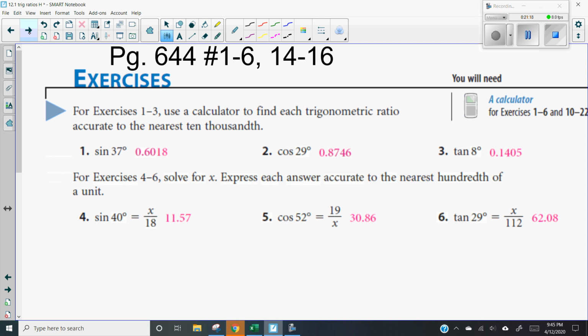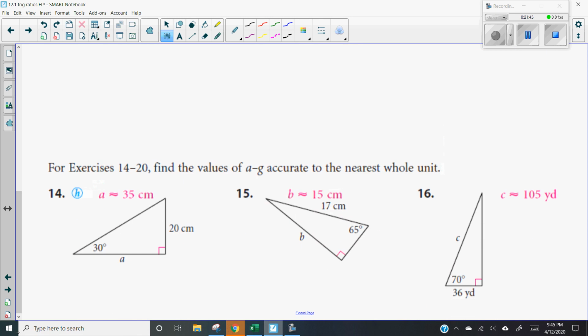Okay, here's the answers for 1 through 6. If all of those are wrong, first thing you check is the mode in your calculator. Be careful with this one, number 5. Remember, you are multiplying by x first, then dividing by cosine of 52. So this is actually what goes in the calculator. Okay, be careful with that one. Okay, and then the last group, check your answers. Let me make a little note here, just which trig function you should have used. So 14 is tangent, 15 is sine, 16 is cosine.